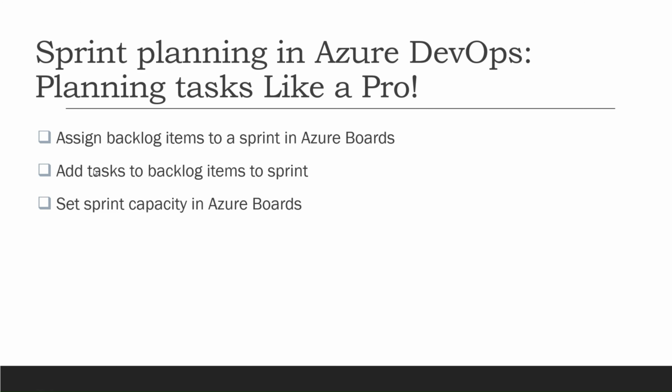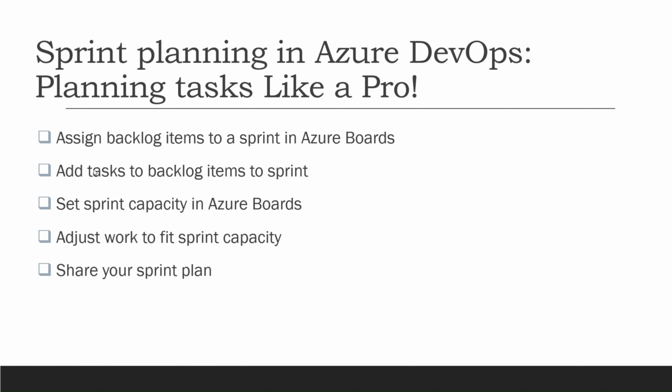Then we'll go ahead to talk about sprint capacities in Azure Boards. How do we set up this sprint capacity? Then from there, we'll talk about how you can adjust the work to fit into this sprint capacity. Then we'll take a look at how you can share your sprint plan, then wrap it up with the updating and monitoring of your task board. Let's head up to the Azure DevOps platform and see how we can perform all this.